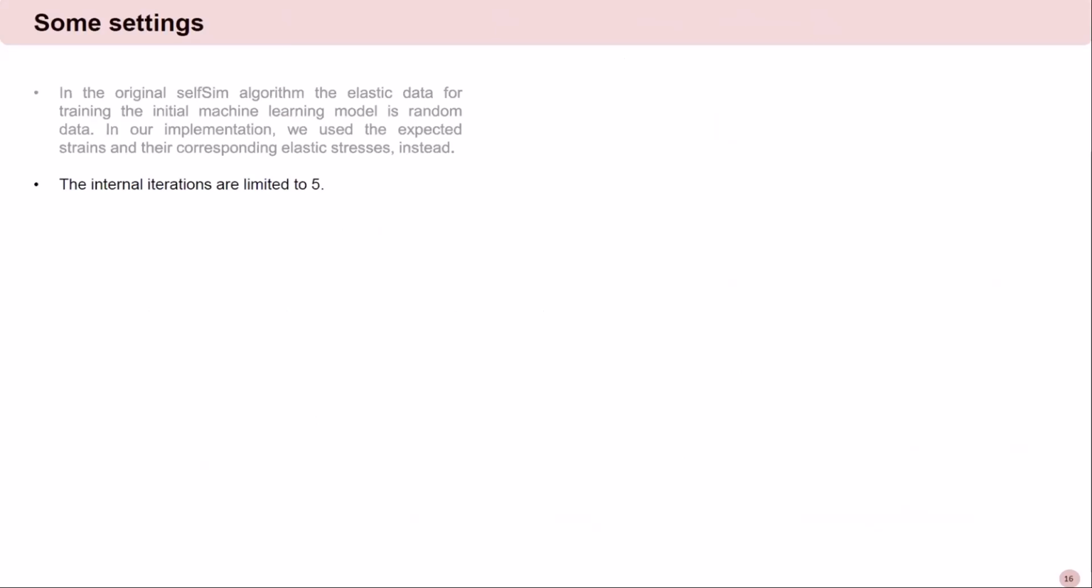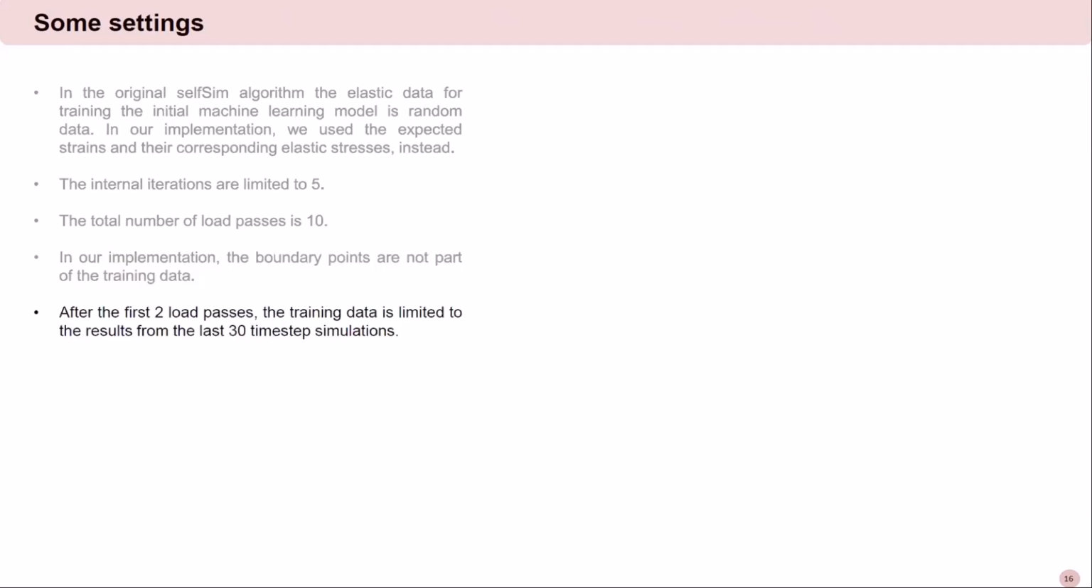So it means that if we perform 5 iterations and the calculated displacements are not the same as the expected displacements, we simply move on. The total number of load passes was limited to 10. We are not taking the boundary points. We are not including them in the training data or in the data generated on the fly. And we're also limiting the size of the training data to 30 load increments, or 30 time steps.